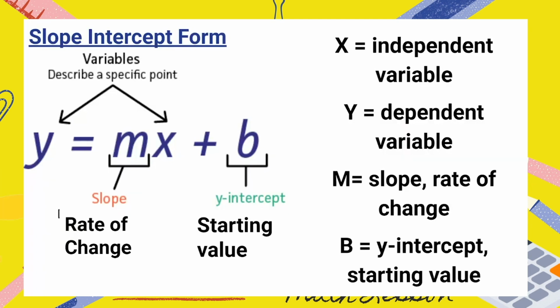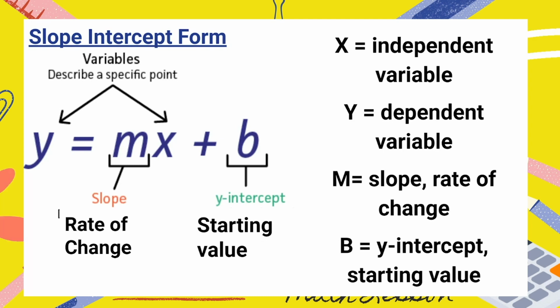Today we're going to be discussing the slope-intercept form equation of y equals mx plus b. This is one of the most important equations in 8th grade math and Algebra 1. We're going to start by breaking down the individual letters y, m, x, and b. We'll start with x. X is the independent variable and y is the dependent variable.